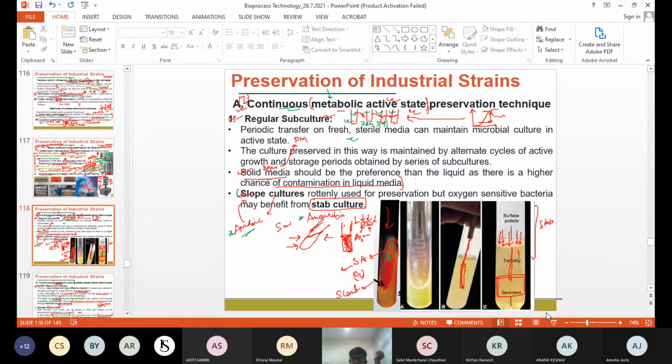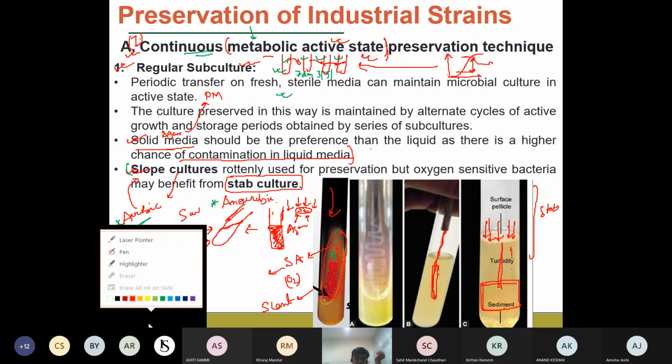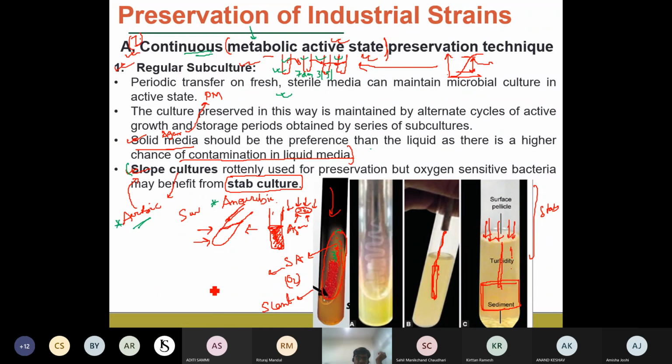So anaerobic is what? Anaerobic organisms are those which don't require oxygen, so they will grow in the absence of oxygen. In the case of anaerobic, we do not require any oxygen. In the case of aerobic, we require oxygen. So that's why, when you have this type of slant, you can see this white layer on it, which is nothing but the growth of microorganisms on this agar.